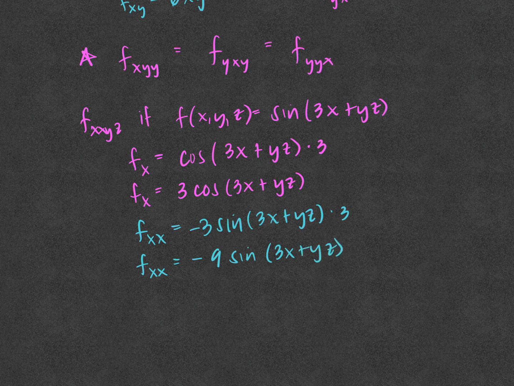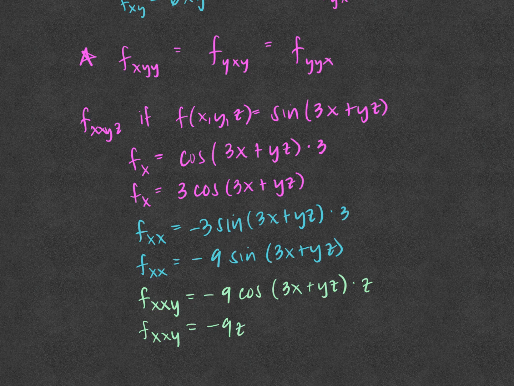Now we're moving on to our third derivative. And in our third derivative, we're supposed to find the derivative with respect to y. So the derivative of sine is positive cosine, and we keep the 3x plus yz. And the derivative of y is just z. Oh, that's going to make the next one interesting. So we have this derivative is negative 9z cosine of 3x plus yz.